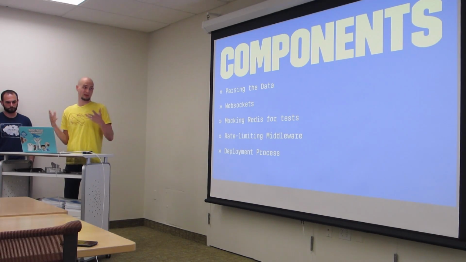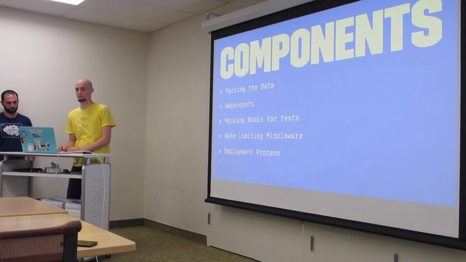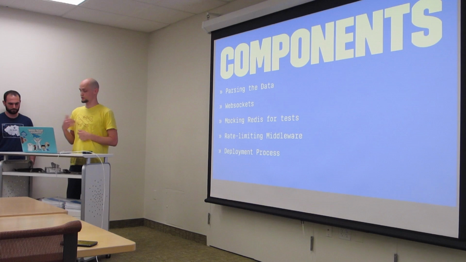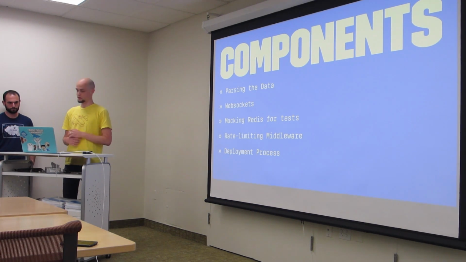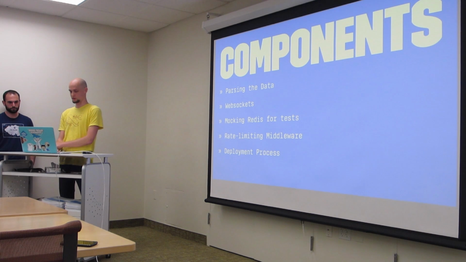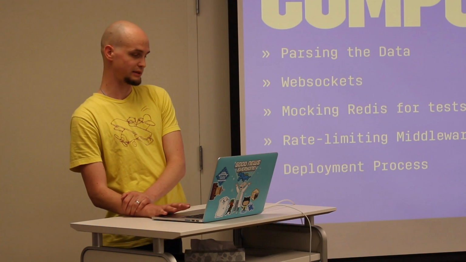So I'm going to talk about all the things that we found most interesting about how we built this, and basically that is the way that we parse the data, and then Court will talk about the WebSockets and how we use those, and the mocking Redis for tests, because testing is good. And then Josh will talk about the rate limiting middleware that we wrote. Since this is a free service, we needed to make sure that it didn't start costing us a lot of money. And a brief bit about our deployment process.